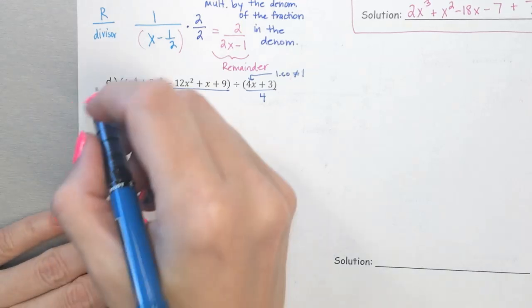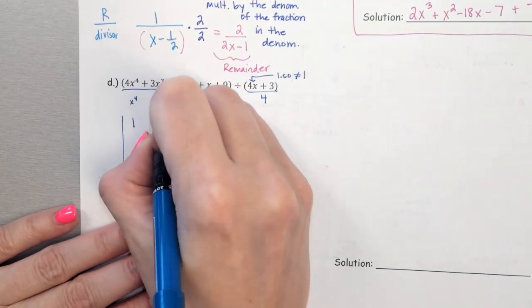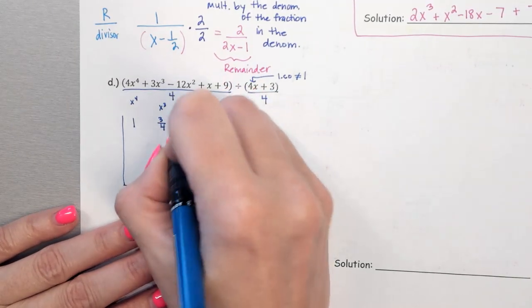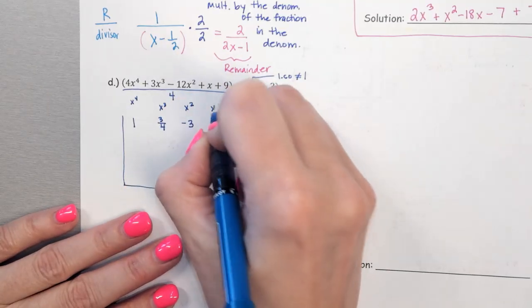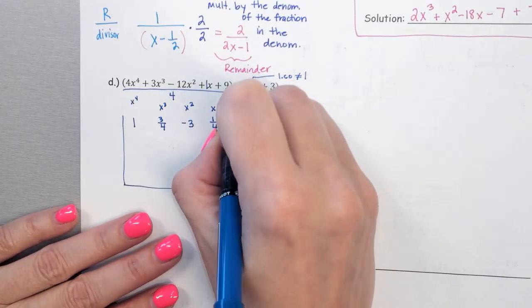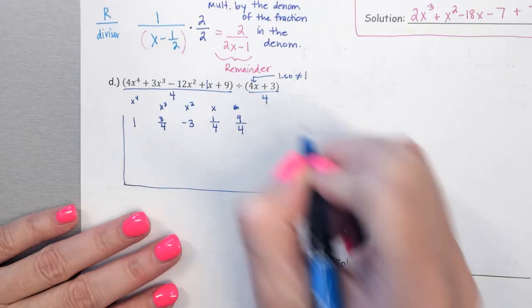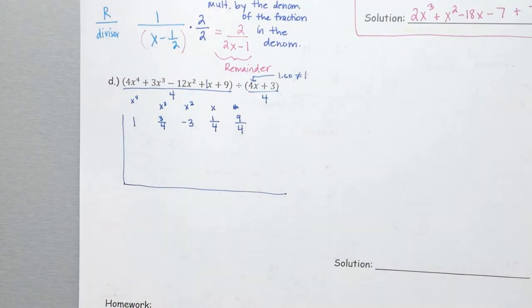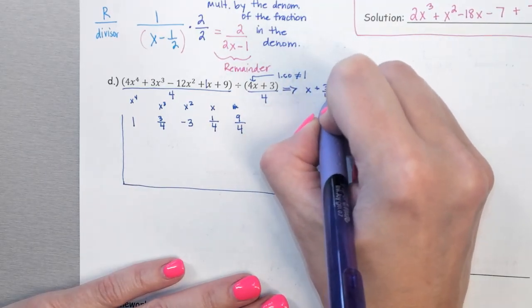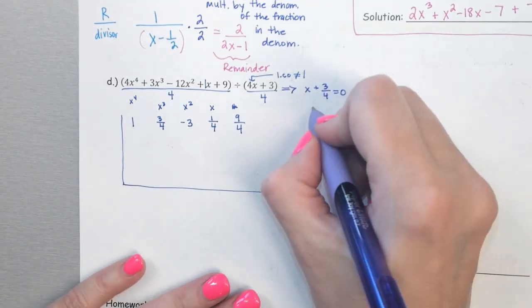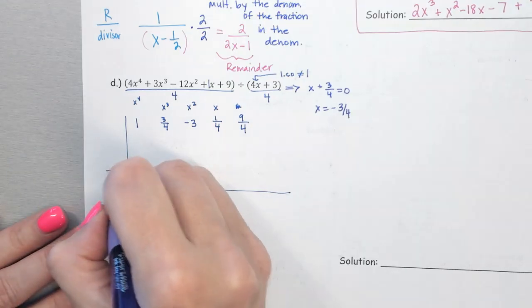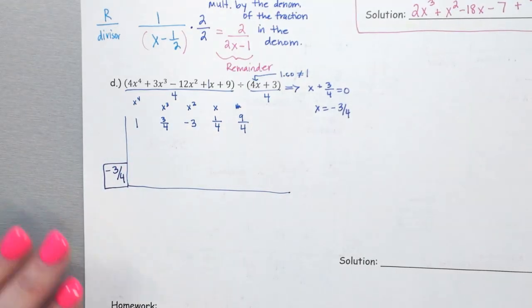Okay, and you guys can double check with me. So we have, this is our x to the 4th, our x to the 3rd is 3/4, our x squared is -3, our x term, if this is a 1, it would be 1/4, and then your constant term is 9/4. Okay, when you divide the divisor, you had x plus 3/4 equals 0. So x is going to be -3/4. Okay, don't forget when you're moving it over, you have to do that opposite sign.